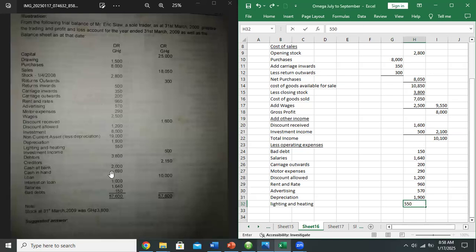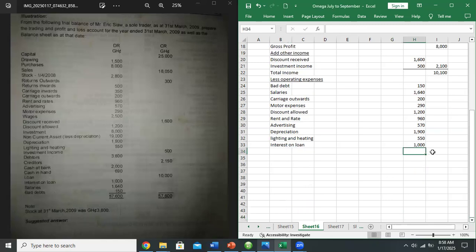Debtors, cash at bank, cash in hand, interest on loan. If you take a loan and you are paying interest on it, the interest on the loan is an expense. So take note of that. So interest on loan, 1,000. Salaries, we've brought it. Bad debts, we've brought it. So these are all the expenses that we have. So let's sum it up.